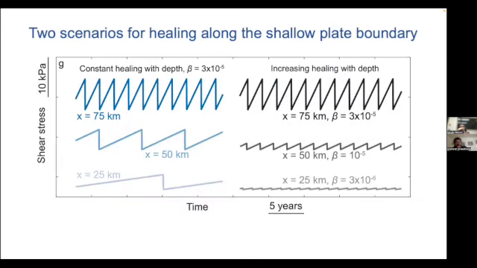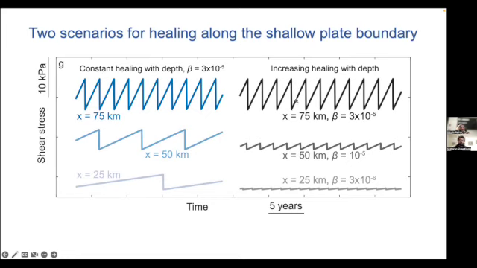So, okay, we can combine all of these observations. And I like to think about a couple of different scenarios for healing rates, because the healing rates typically depend on stress and temperature and a whole bunch of other parameters. So here I've plotted time and slip predictable simple models for what slow slip events would look like at, say, 25, 50, and 75 kilometers from the trench. On the left, I'm considering a constant healing with depth scenario. And on the right, I have a scenario where I'm increasing the healing rate with depth.